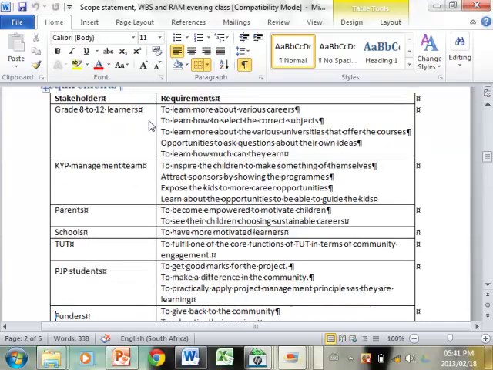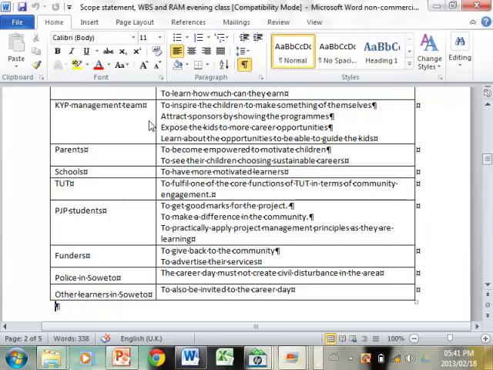Then we had identified some stakeholders, and in class we had looked at the requirements of some of the stakeholders, and I went and I basically completed the list. So I took all of the stakeholders and I put what their requirements would be. You will see, for example, for the police in Soweto, the career day must not create civil disturbance in the area. Okay. So whether that's parking related or whatever, they just want everything to be peaceful and calm on the day.